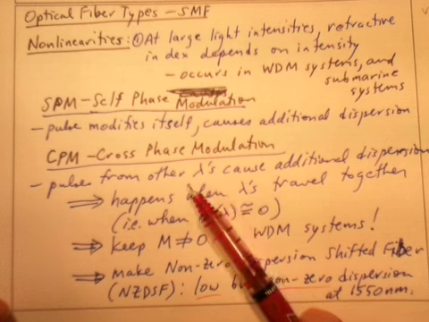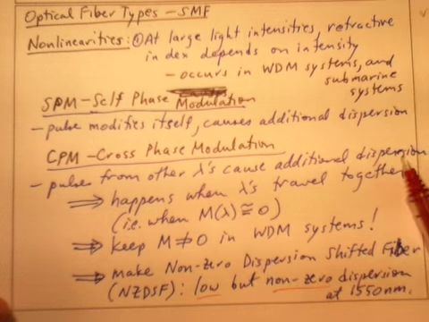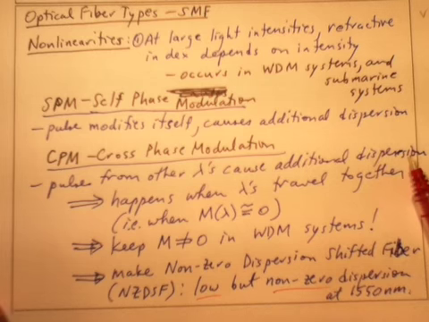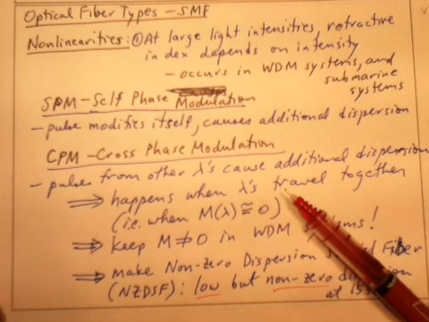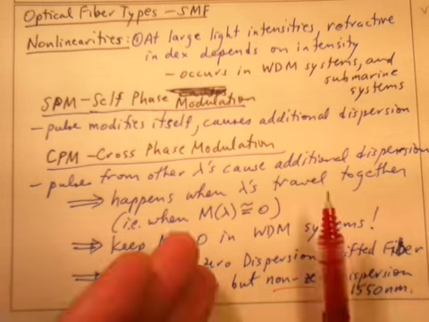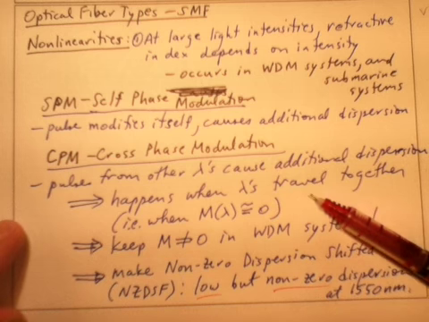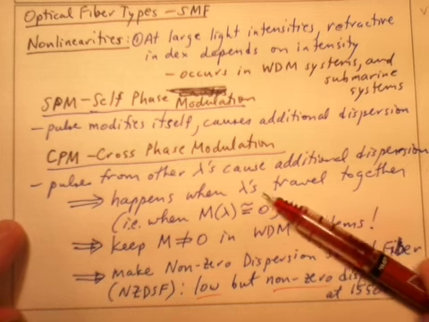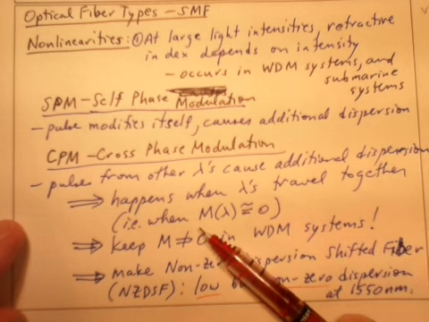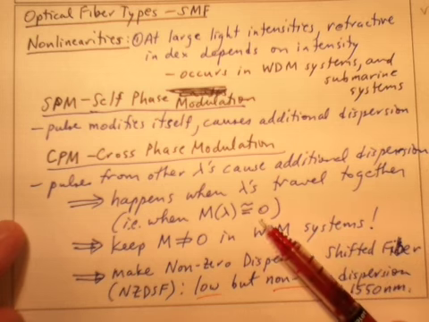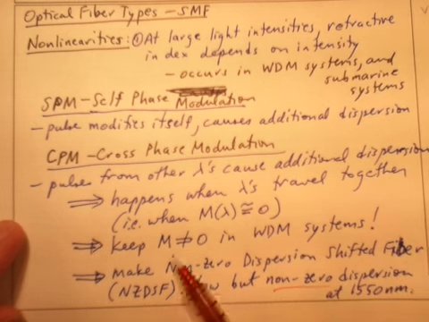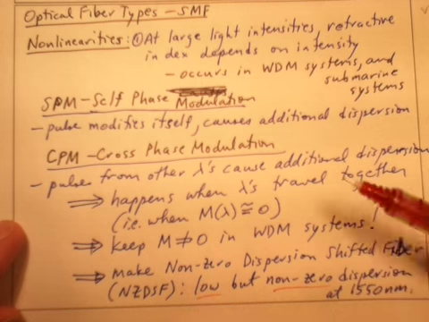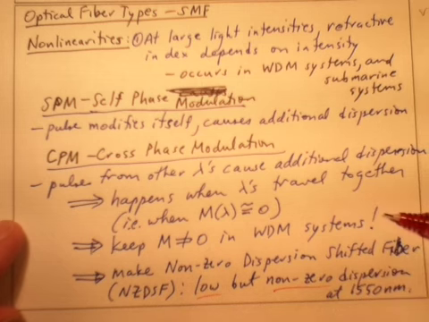It's the pulses from the other wavelengths which are causing the additional dispersion to your pulse. And it turns out that this only happens when those wavelengths travel together for a long distance through that fiber. The only time when pulses of different wavelengths will travel together through the fiber is when the dispersion is about equal to zero. So in other words, we need to keep the dispersion away from zero in WDM systems, or else cross-phase modulation is going to distort our pulses and decrease our bandwidth distance product.